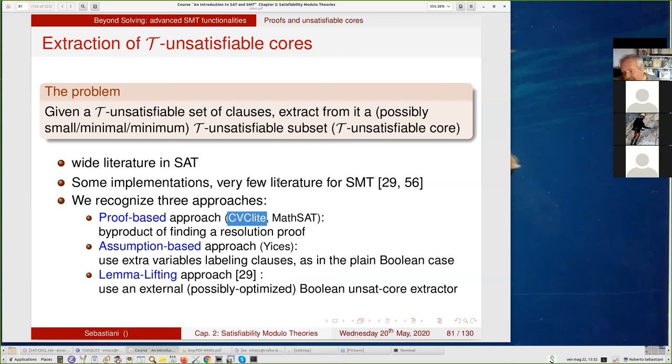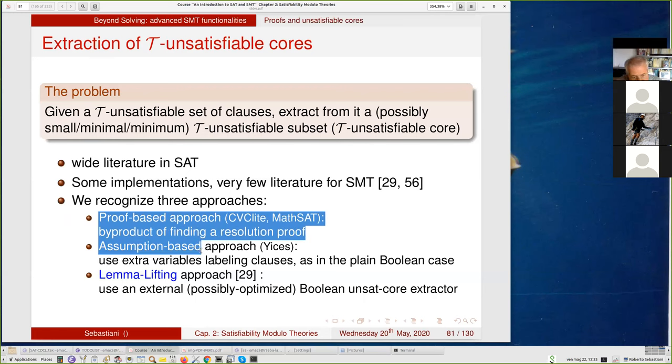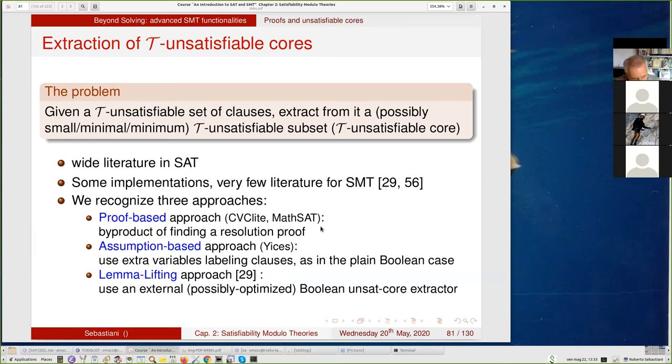There are substantially three main approaches to that. One is called the proof-based approach. The other is the assumption-based approach. And there is the lemma lifting approach we are going to explain. These first two are substantially straightforward extensions of the proof-based and assumption-based approaches in SAT.